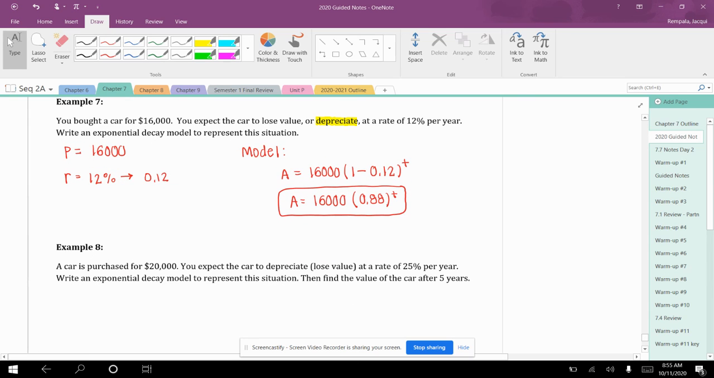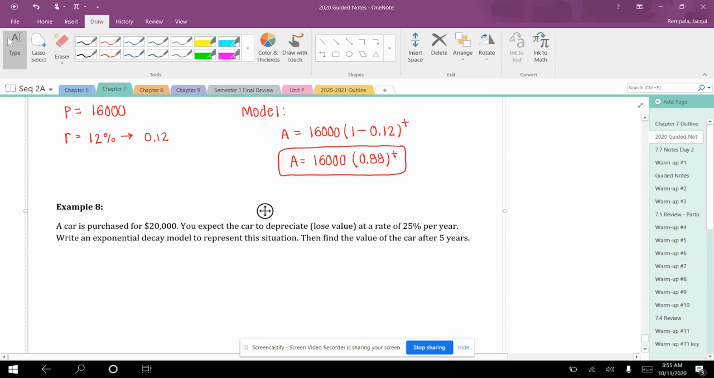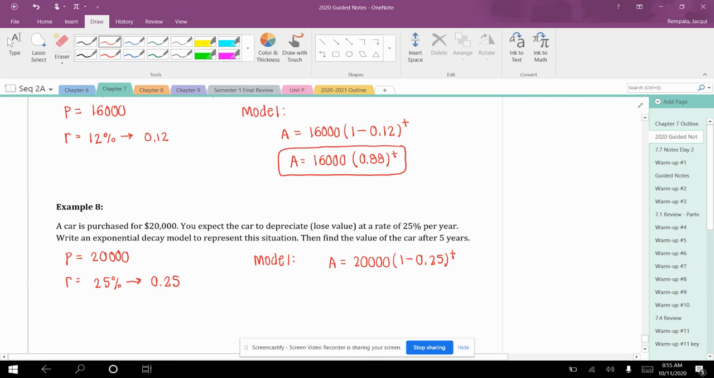Okay, let's look at another example. A car is purchased for $20,000. You expect the car to depreciate at a rate of 25% per year. We're going to write an exponential model to represent the situation, and then we're going to find the value of the car after 5 years. If we start with the model, I need the initial amount and I need the rate. So we're starting with $20,000, and it's a 25% depreciation, so as a decimal, 0.25. My model is going to be A equals 20,000 times 1 minus 0.25 raised to the power of t. I'm going to go ahead and subtract what I have in parentheses, so that gives me 0.75 to the power of t.